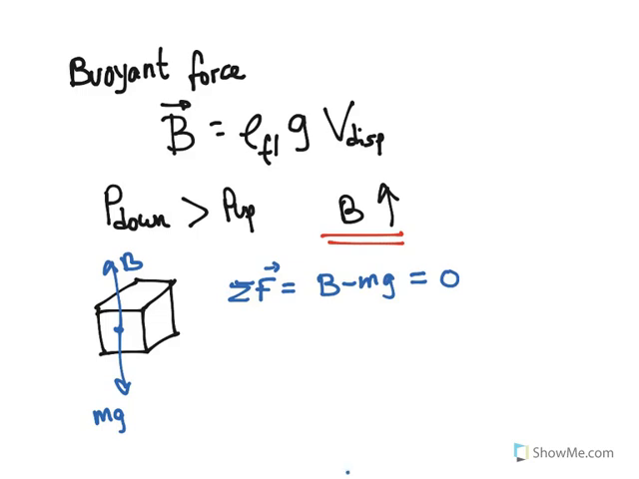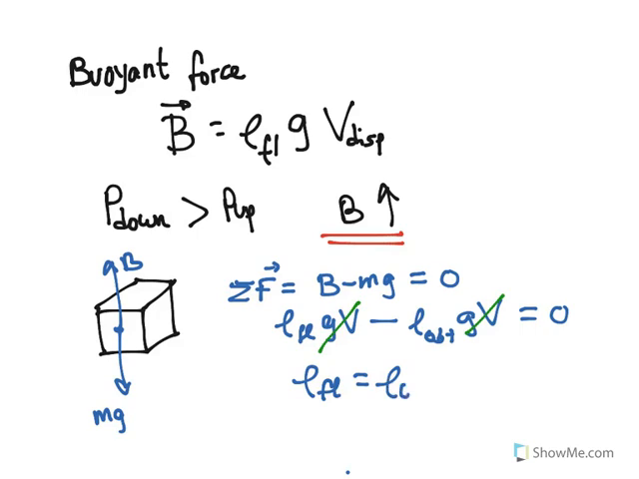If we express the buoyant force as the density of the fluid times gravity times volume of the object, minus the mass, which we can express as the density of the object times gravity times the volume of the object, this has to be equal to 0. If we cancel common terms, gravity and volume, we can see that this will happen when the density of the fluid equals the density of the object which is submerged.